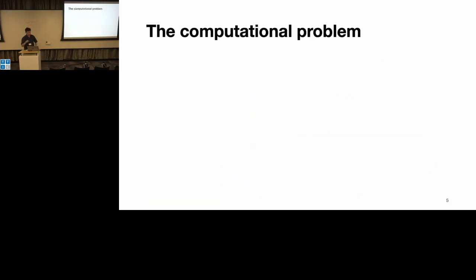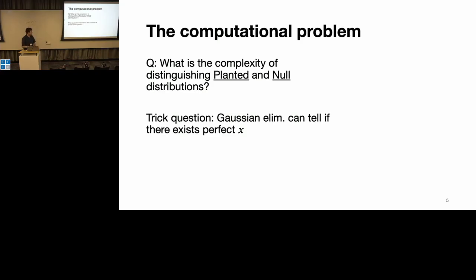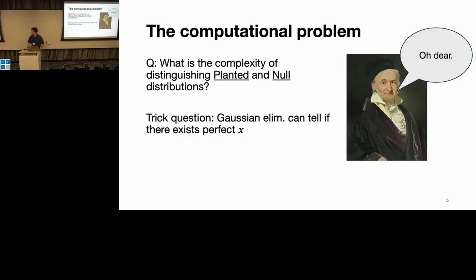Okay, so roughly the computational problem I'm going to be interested in is the complexity of distinguishing the right-hand sides if you draw them from the first distribution versus the second distribution. Okay, but there's a slight catch, which is that there's actually an easy way to tell whether or not there exists a perfect assignment x, which is just Gaussian elimination. So that's a picture of Gauss from the internet. If you just greedily use all the equations, you can derive what x actually has to be as long as you have more than n independent equations.